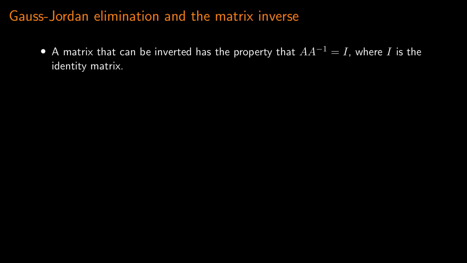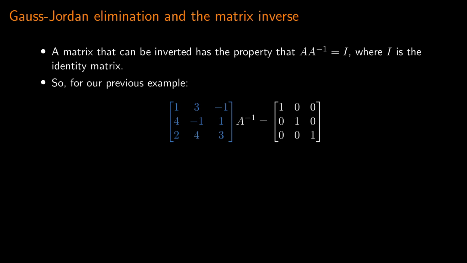Now, a matrix that can be inverted has the property that A times A minus 1, that's A multiplied by its inverse, is equal to I, where I is the identity matrix. So, for our previous example, we have these coefficients here in blue, multiplied by whatever the inverse is. So remember, this is the matrix A here in blue, multiplied by whatever the inverse of that is, has to be equal to this, the 3 by 3 identity matrix.